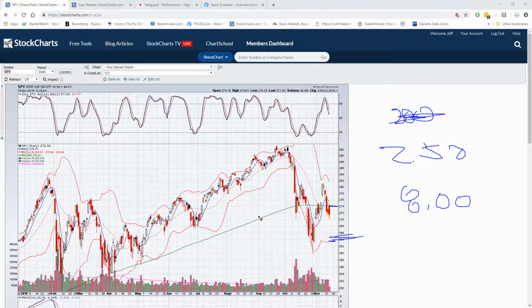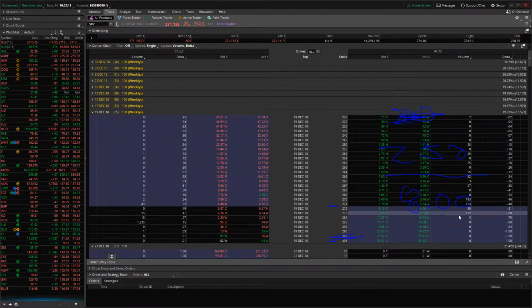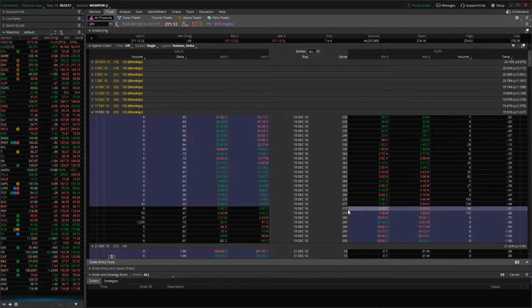Again, we're not doing any kind of real fancy math. We're not getting to the penny here. We're just getting a rough estimate. All right, $2.50 and $8. Let me erase those. Well, let's say we go buy the 272. Right? We go buy the 272 put.